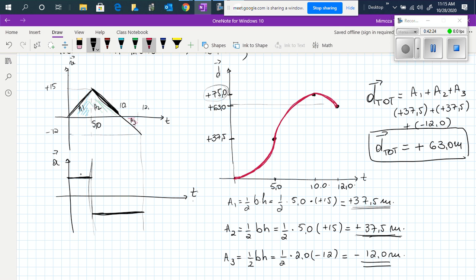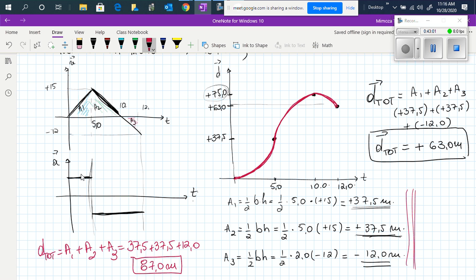Versus total distance, which will be adding the areas without the sign. So 37.5 plus 37.5 plus 12, and this will be 75 plus 12 equals 87 meters. So total distance is calculated as adding them without considering the sign, and for total displacement you consider the sign.